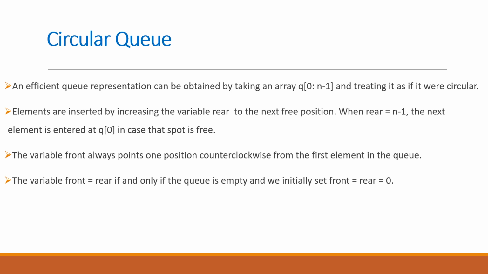An efficient queue representation can be obtained by taking an array, queue of 0 to n minus 1, and treating it as if it were circular. So this queue representation we can call a circular queue. Elements are inserted by increasing the variable rear to the next free position. When rear equals n minus 1, the next element is entered at queue of 0 position in case that spot is free.